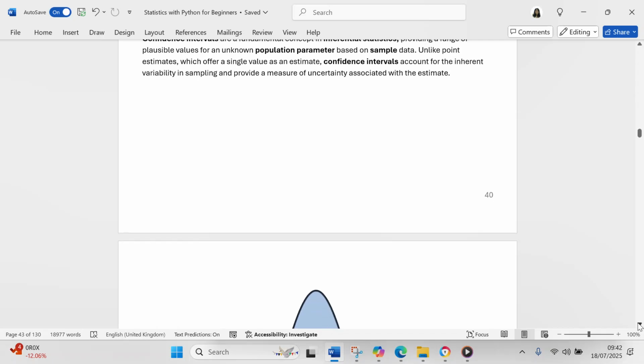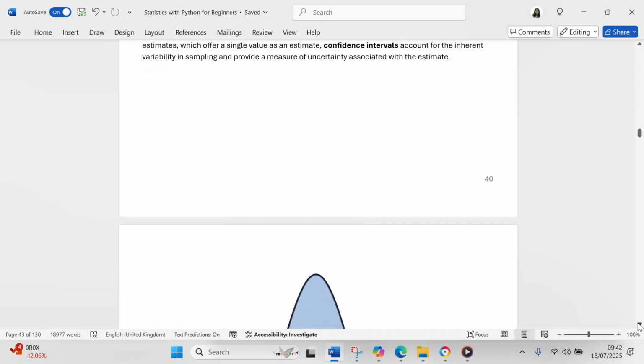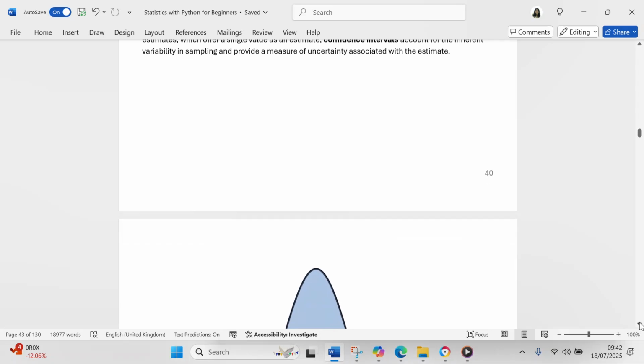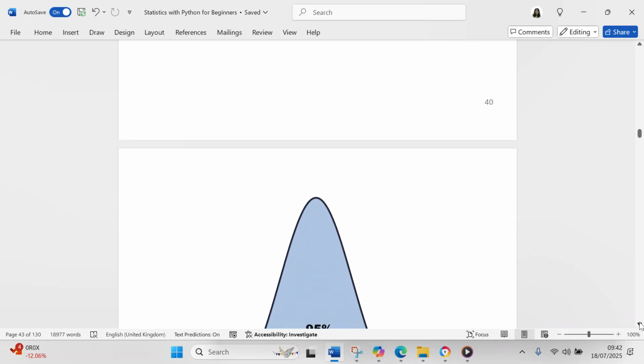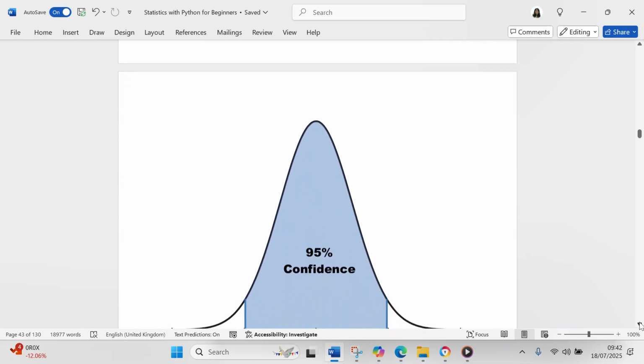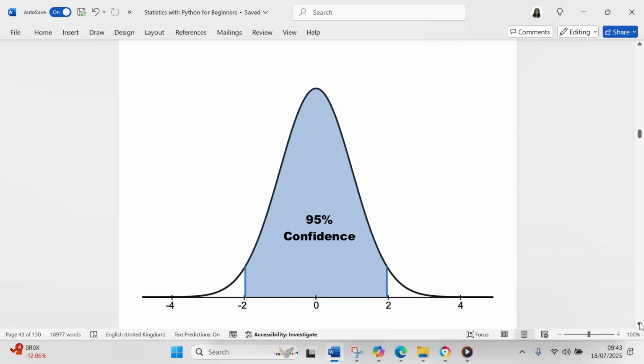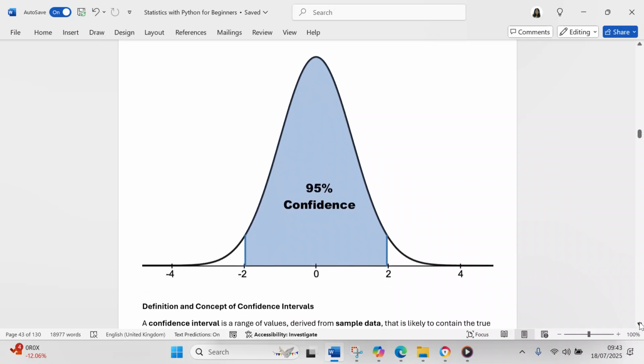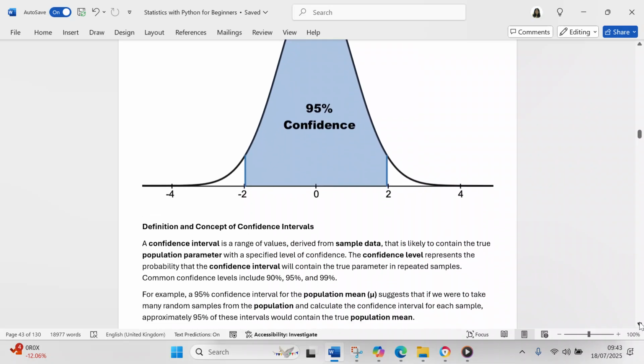So we've got a diagram here. We've got a bell curve with a confidence interval in it. And this particular confidence interval is a 95% confidence level. So that means the bulk of the bell curve is 95%, but 2.5% on the right hand and the left hand side is not part of the confidence interval.